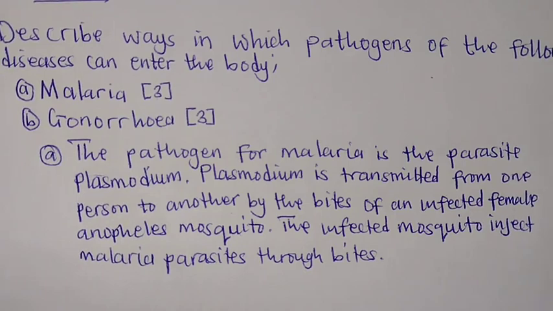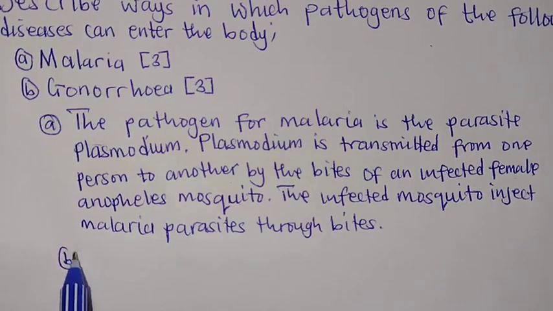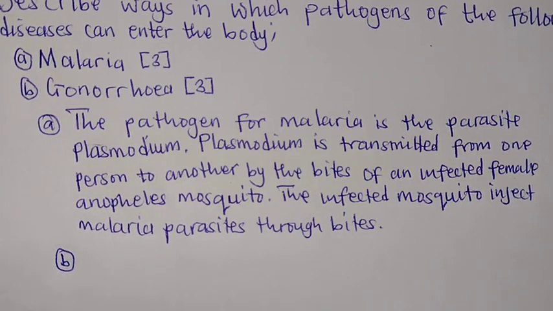So when it comes to gonorrhea, remember we also need to identify the causative agent for gonorrhea. Okay, so we all know that the causative agent for gonorrhea is a bacteria that we call Neisseria gonorrhea. Okay, it's the one that is able to cause gonorrhea. So how is it transmitted? So it is transmitted from one person to another person through sexual intercourse with an infected person. That is how gonorrhea enters the body of an organism.